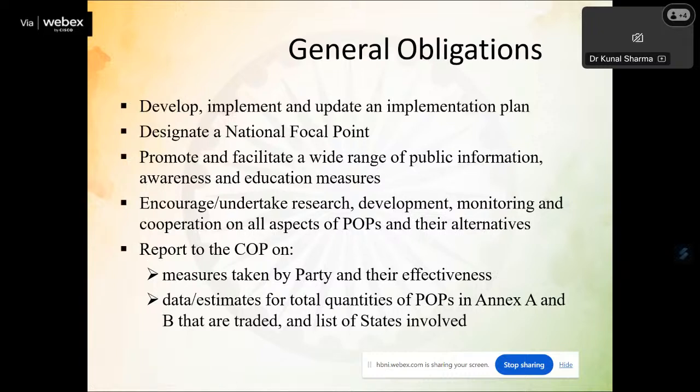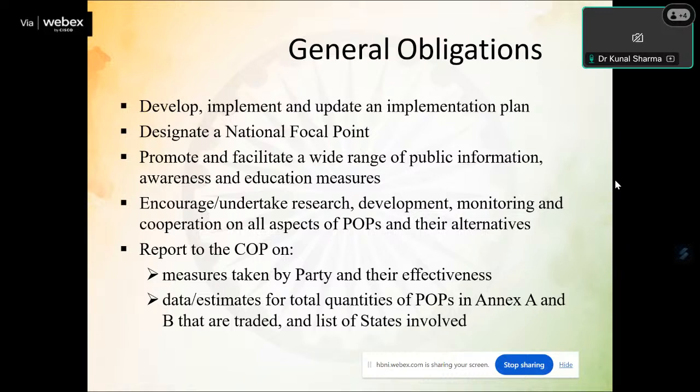Certain obligations of Stockholm. First is to develop, implement, and update an implementation plan. Designate a national focal point. Similarly, when we are discussing the OPCW, in India we have NSCWC as a focal point for working with and supporting the Organisation for the Prohibition of Chemical Weapons. Similarly, we have obligations in this convention also. Promote and facilitate a wide range of public information, awareness, and education measures. Encourage and undertake research, development, monitoring, and cooperation on all aspects of persistent organic pollutants and their alternatives.